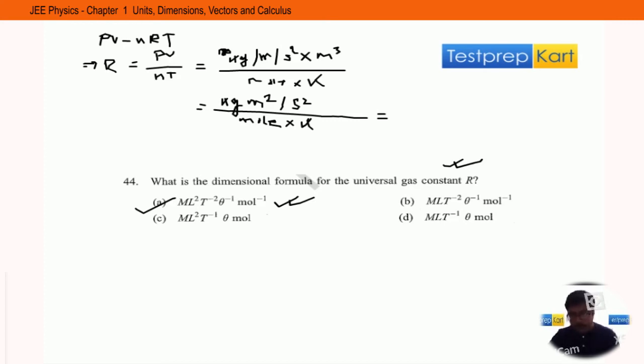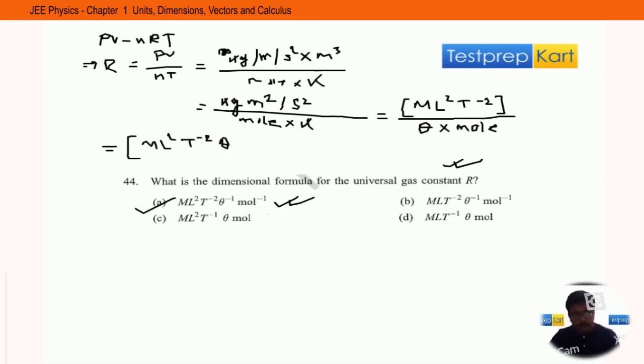So here kg should be M, meter square should be L square, seconds to the power negative 2, into mole. So the answer should be like this: M L square T to the power negative 2, mole to the power negative 1 K to the power negative 1. So this is the answer.